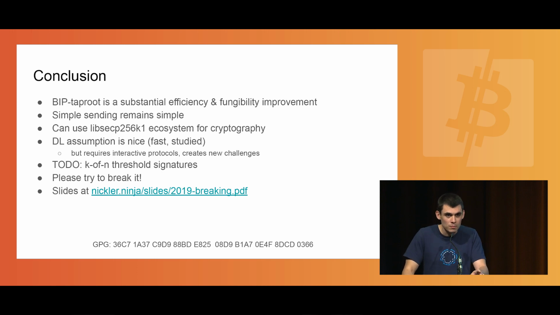So in conclusion, BIP Taproot is a substantial efficiency and fungibility improvement. It allows building lots of interesting protocols on top of it, but still simple sending remains as simple as right now. There are a few changes, but mainly you need to somehow create Schnorr signatures. But other than that, it's very simple. You can use libsecp libraries for the cryptographic primitives. BIP Taproot doesn't change anything in the cryptographic assumptions.